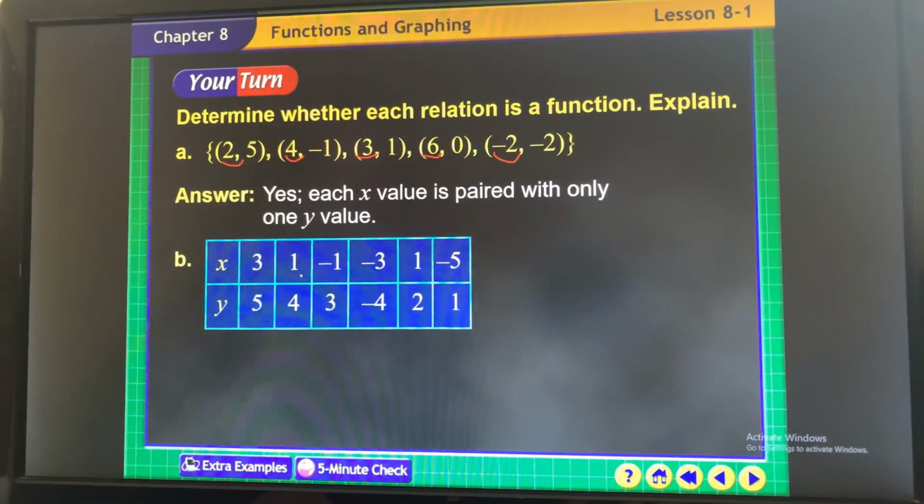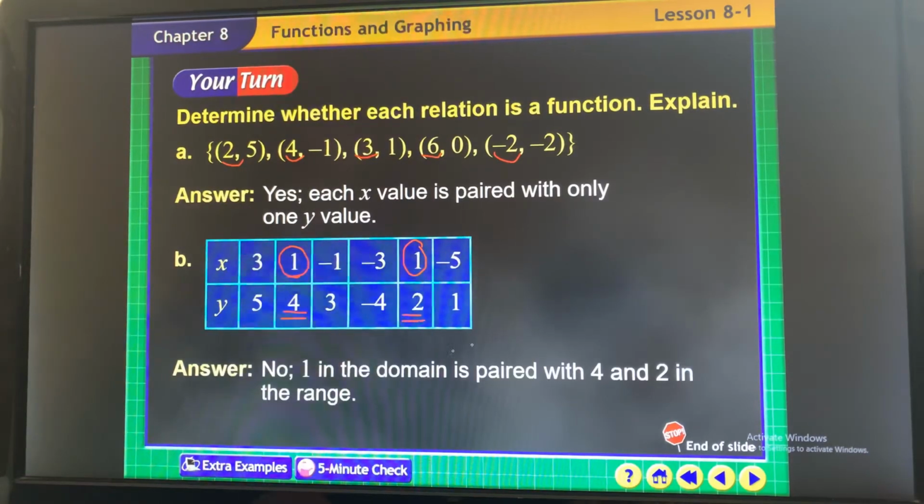And this one, you're going to say no because 1 in the domain is paired with both 4 and 2 in the range. And as a result, if I graphed it, I would start to stack it vertically, and we can't stack it vertically. And so this is your script.